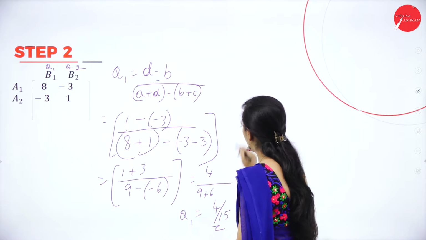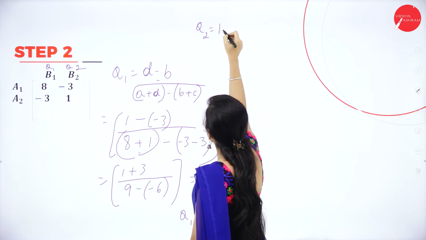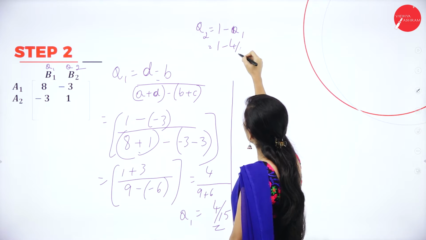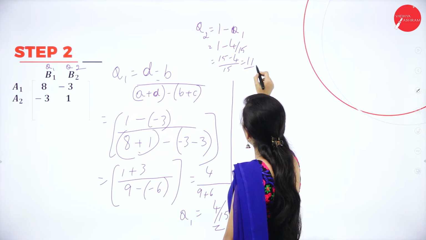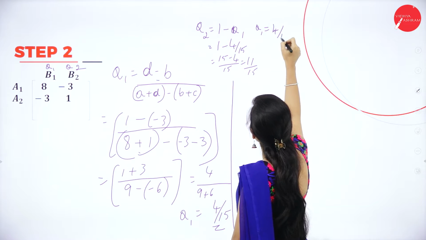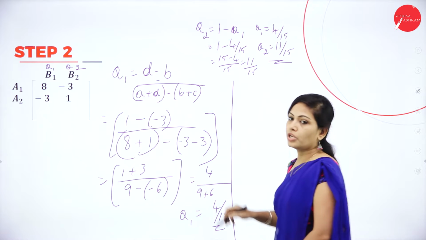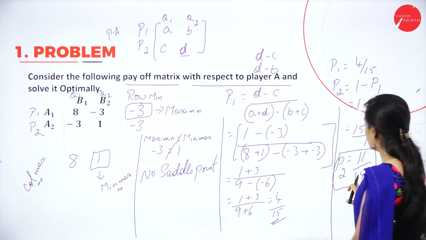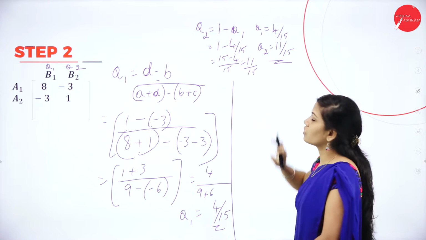Again, the Q1 value is 4 by 15. Now you can find Q2. What is Q2? 1 minus Q1. So 1 minus 4 by 15, that is 15 minus 4 by 15, so it is 11 by 15. So Q1 is equal to 4 by 15 and Q2 is equal to 11 by 15. Now you can cross verify that the P1 value is also 4 by 15 and the P2 value is also 11 by 15, and the Q1 and Q2 values are also the same.